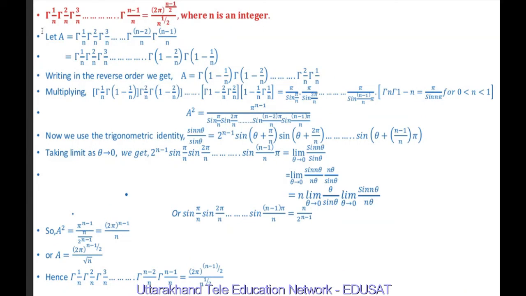Suppose we substitute this term to be equal to a, and we may write it as gamma(1/n), gamma(2/n), gamma(3/n). This may be written as gamma(1 - (n-1)/n) up to gamma(1 - 2/n), gamma(1 - 1/n). If we write this formula in the reverse order, then also it will be a only.